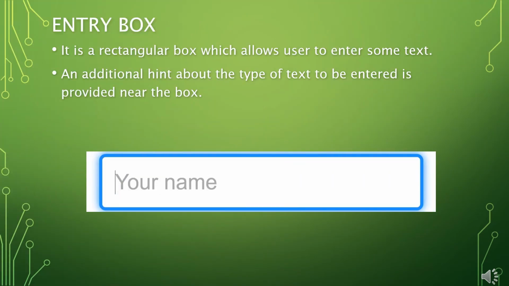The last component is entry box. You can also call it a text box. It is a rectangular box which allows the user to enter some text. An additional hint about the type of text to be entered is provided near the box, the same as it is given in the diagram below. Your name is a hint which is given, which tells you that the name has to be entered in the text box.